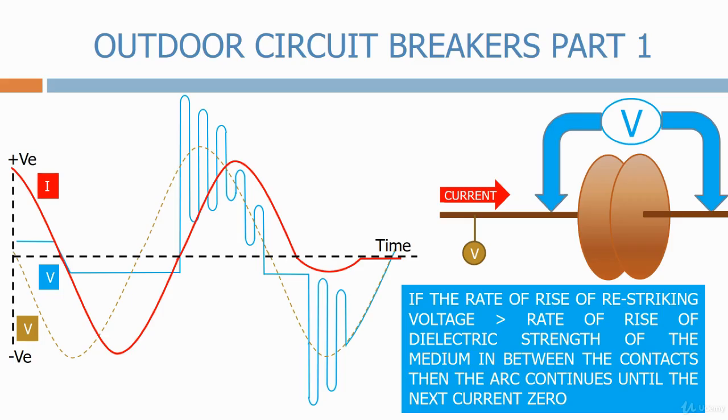Therefore, if the rate of rise of restriking voltage is greater than the rate of rise of the dielectric strength of the medium in between the contacts, then the arc continues until the next current zero. If this situation continued when the breaker was fully open, and the dielectric strength between the contacts was still insufficient to clear the arc, the circuit breaker would fail, and the contacts would start melting. So therefore, it's important to design a circuit breaker that can clear the arc within 1 or 2 current zeros. To do this, we need to choose the right insulated medium to insert between the separating contacts.